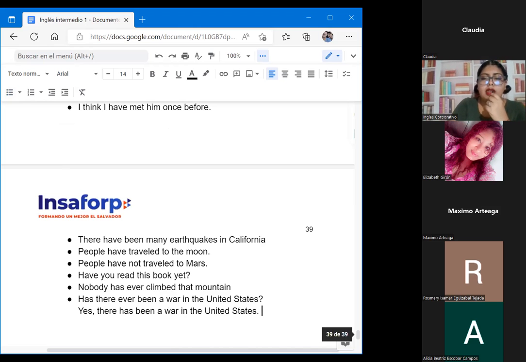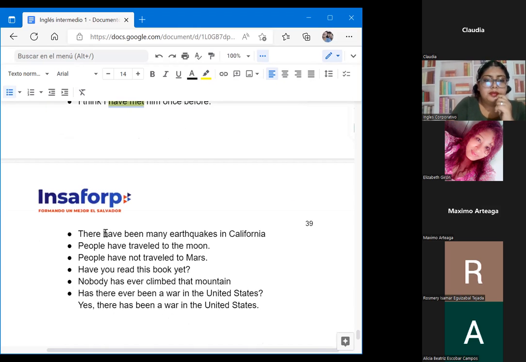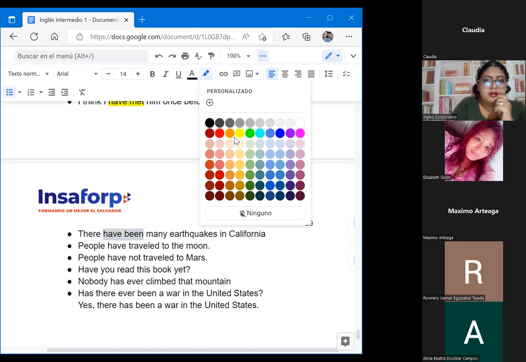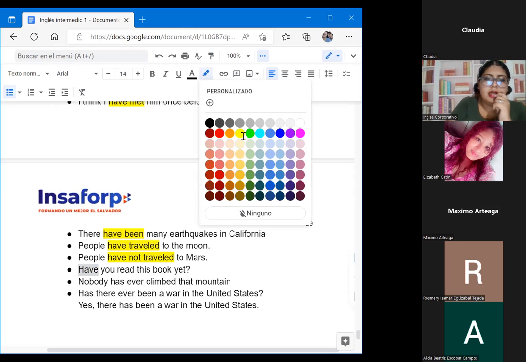So now I'm going to mark the structure in this case so we can see in which places they are. So in the first one, I have seen, here we have this structure. Then I think I have met, here. The next one, there have been. People have trouble. Have not trouble. In this case, this one is negative. And this one, we're going to mark the two because they are separated by the pronoun.